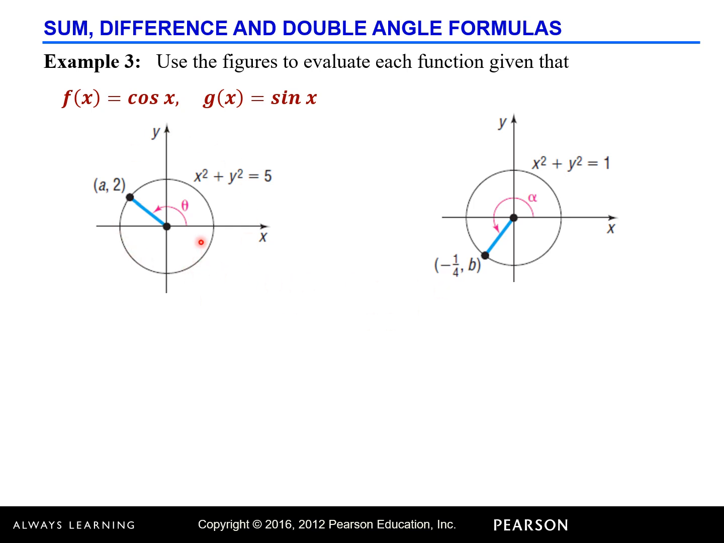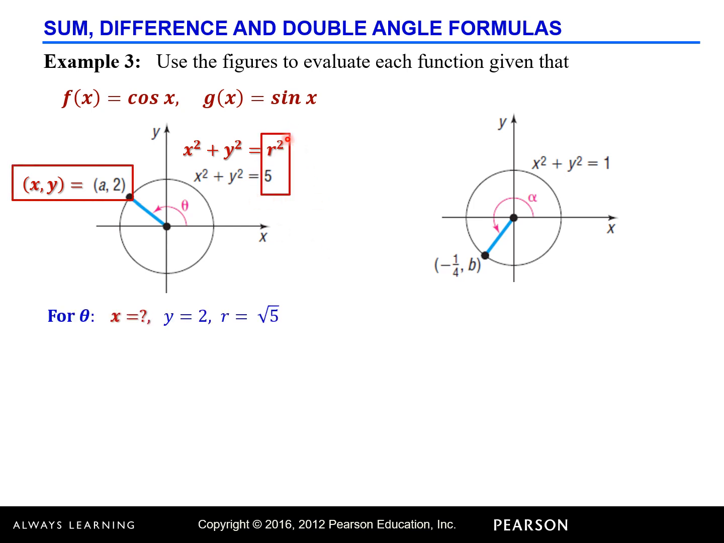So the first figure is for angle theta. Take note that this is the point xy, and this equation is the equation of the circle, which is x squared plus y squared equal to r squared, meaning this r squared is equal to 5, and this point is the point in the terminal side of the angle theta. So for this theta, we have the given y equal to 2, because the y value is 2, the x is unknown, so we're looking for x later. And since r squared is equal to 5, then r is equal to square root of 5.